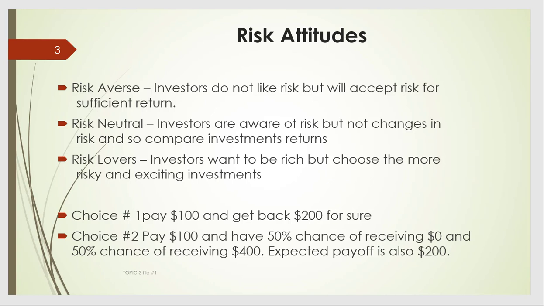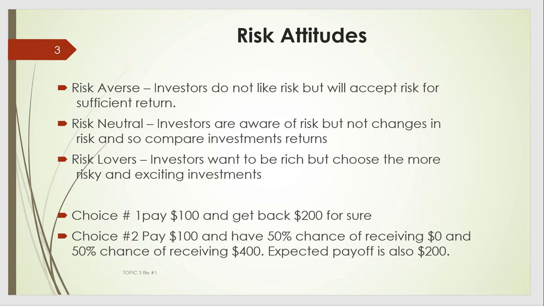So which of the 3 risk attitudes would choose number 1? If you chose the risk person or risk avoider, you're absolutely correct. Who would do choice number 2? Well, if you chose risk lovers, you'd be right. But what about the risk neutral person? Does he see any difference between these two? And the answer is no. They both have expected payoff of $200. So he would be risk neutral. In this case, he would be indifferent between the two.